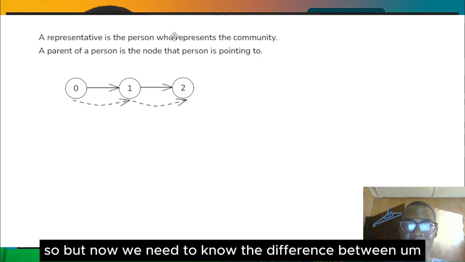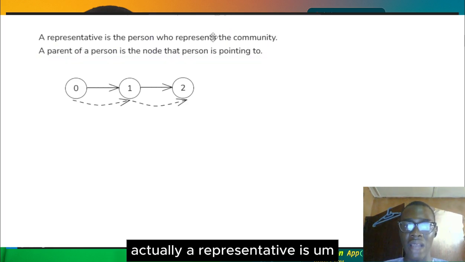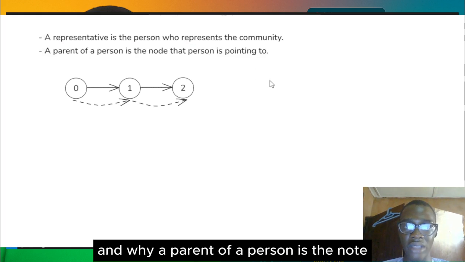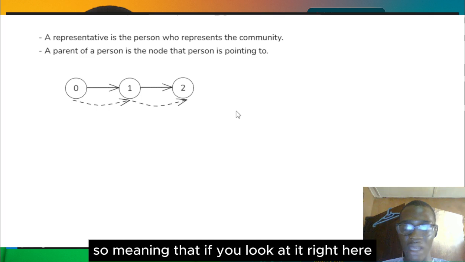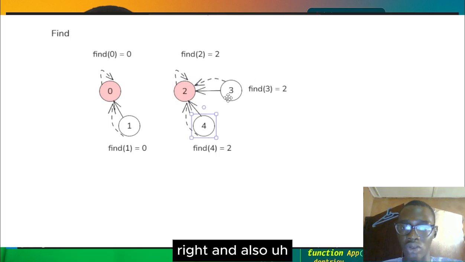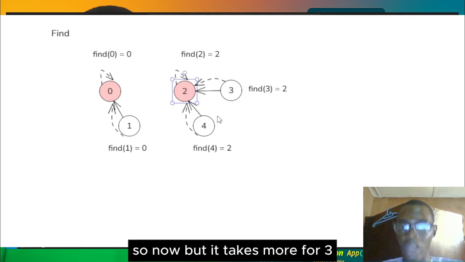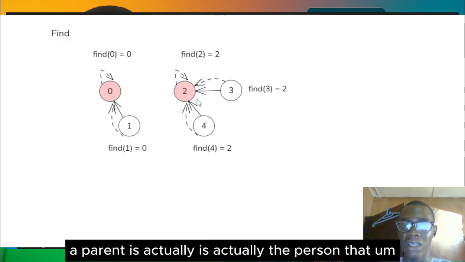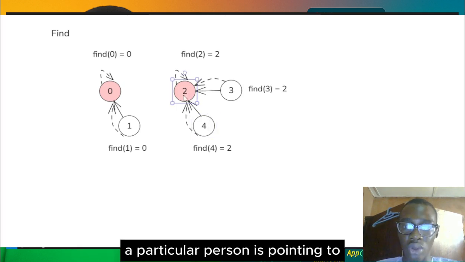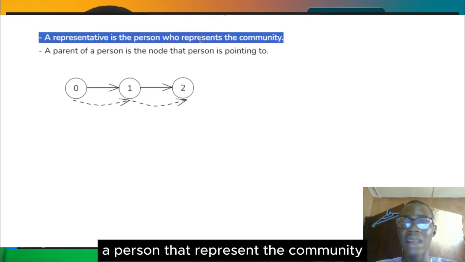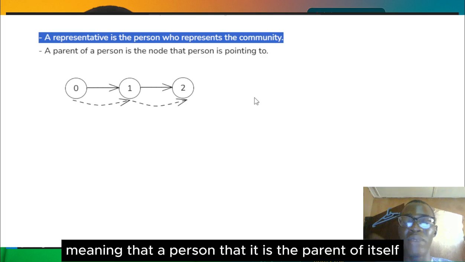But now we need to know the difference between a representative and a parent. A representative is the person who represents a community, while a parent of a person is the node that person is pointing to. So if you look at it right here, we can say that 2 is a parent of 4, and also that 2 is the parent of 3. But it takes more for 2 to be the representative of 3, or of this whole community. A parent is the person that a particular person is pointing to, but a representative has to do with being the person that represents the community, meaning a person that is the parent of itself.